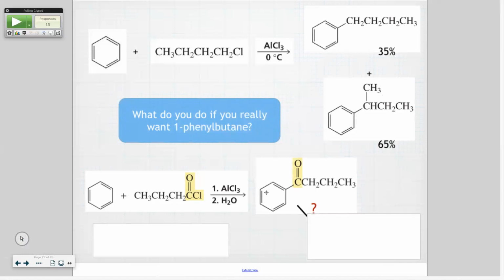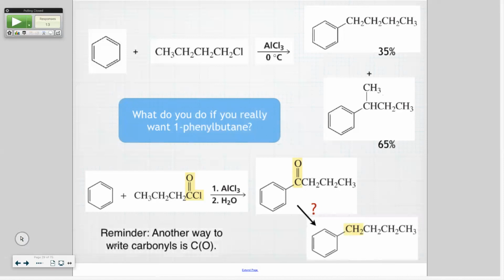But we're still not at this compound, are we? What's different between this one and this one? The carbonyl is a CH2 up there, right? So what happened is people came out with ways to go from here to here so that they didn't have to deal with that rearrangement. An extra step is better than dealing with a 35% yield.